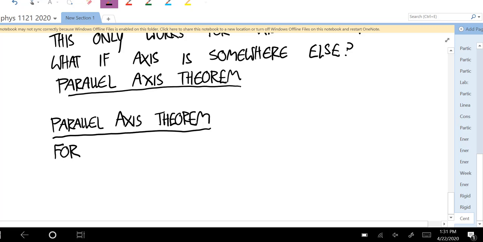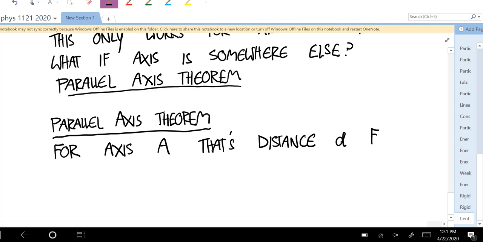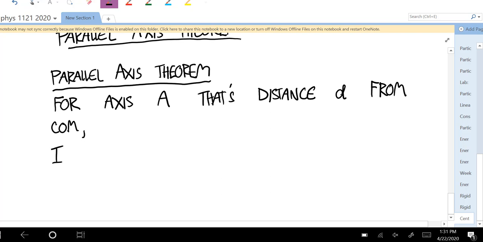For an axis A that's a distance d, lowercase d, from the center of mass, the mass moment of inertia about that axis, which now is not at the center of mass, is equal to the mass moment of inertia about the center of mass plus this correction factor that's equal to the object's mass times that distance d squared.